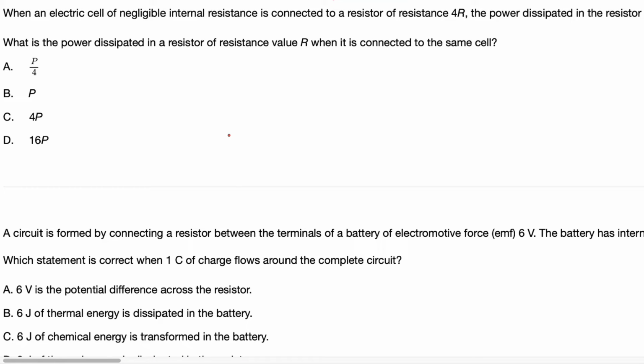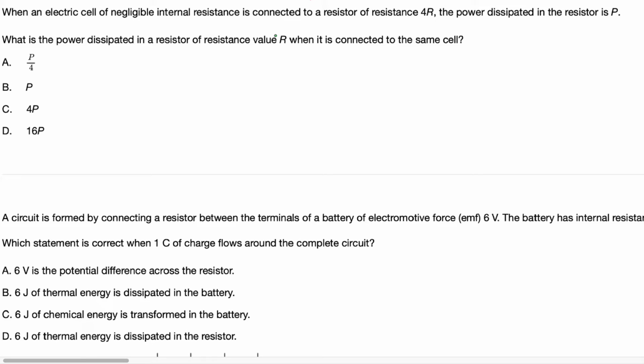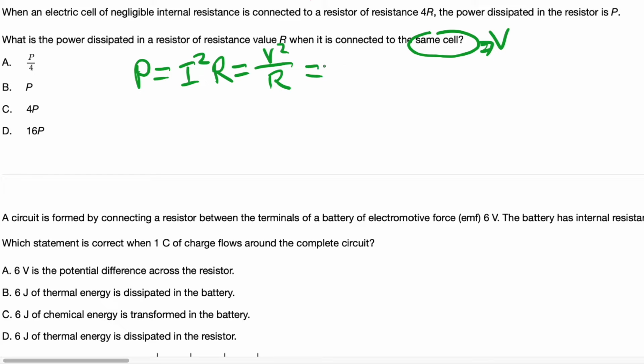When an electric cell of negligible internal resistance is connected to a resistor of 4R, the power dissipated in the resistor is P. What is the power dissipated in the resistor of value R when it is connected to the same cell? Connected to the same cell means they have the same voltage, and power is equal to current squared multiplied by R. This is also equal to voltage squared divided by R, and this is also equal to voltage multiplied by current.